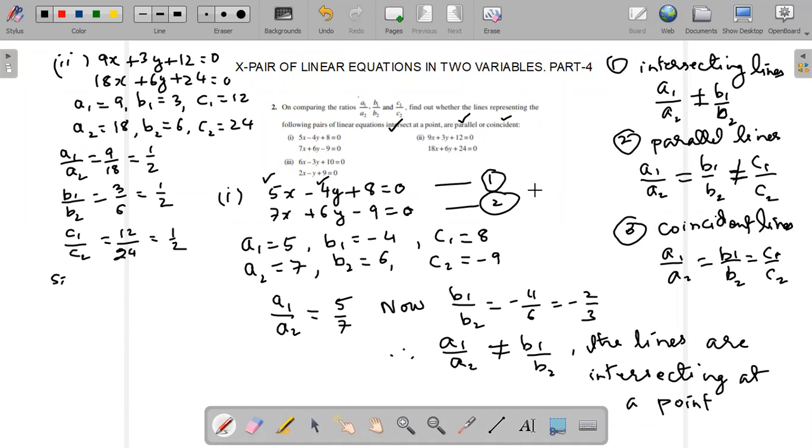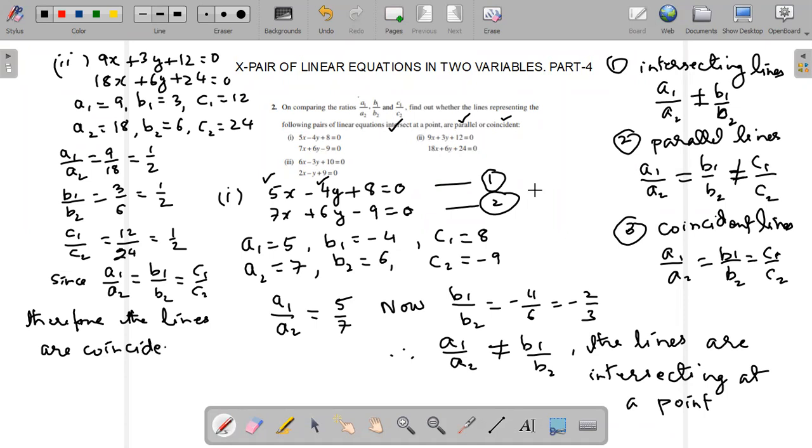So since a1 upon a2 is equal to b1 upon b2 is equal to c1 upon c2, therefore, the lines are coincident. They are coincident lines.